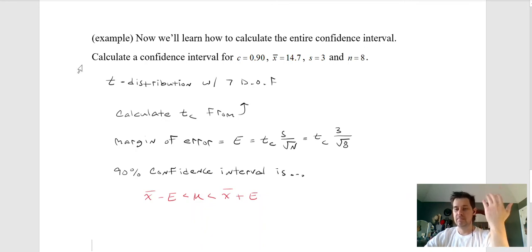So here it goes. Say the problem goes like this. Calculate a confidence interval for C is 0.9, so that would be 90% confidence. X bar, the sample mean, 14.7. S, sample standard deviation, 3. N, sample size, 8. So that would translate to 90% confidence on my t-distribution with what's one less than 8? 7 degrees of freedom. Okay, so let's start there.